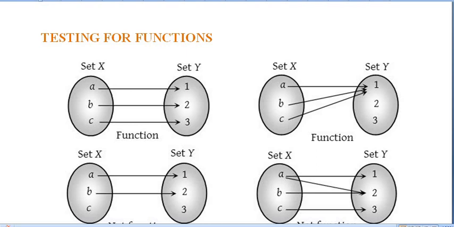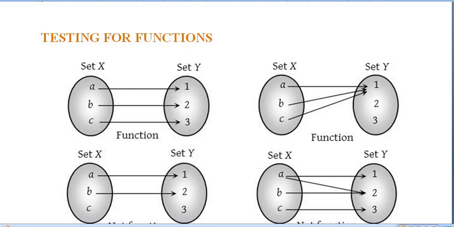See here, for the first picture, set X has the elements A, B, C, which are called inputs, and the outputs are 1, 2, 3. We can see each input has an output, so this is a function. In the second picture, each input has an output, but the output is the same element. That is also a function, since each input has an output.